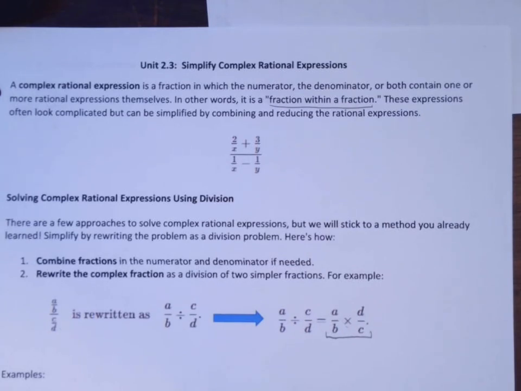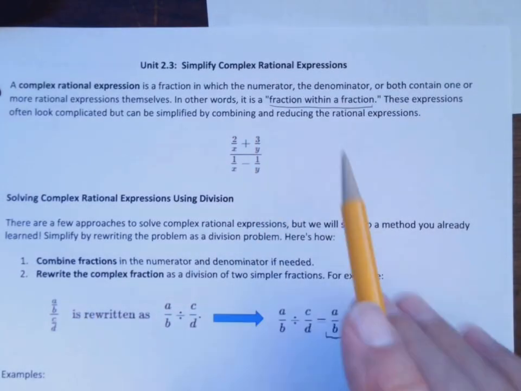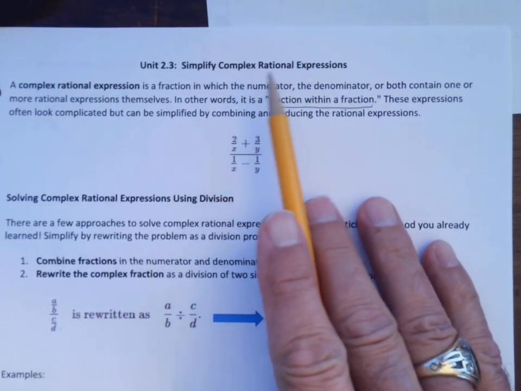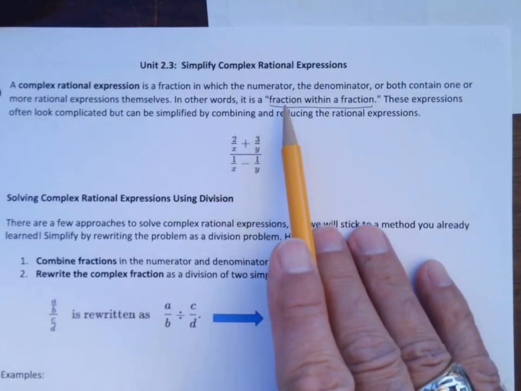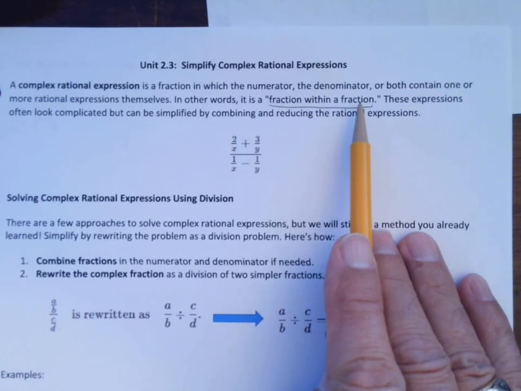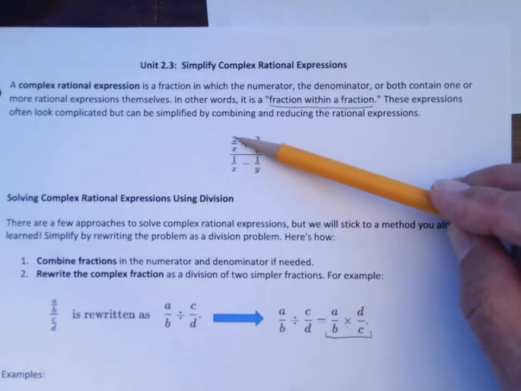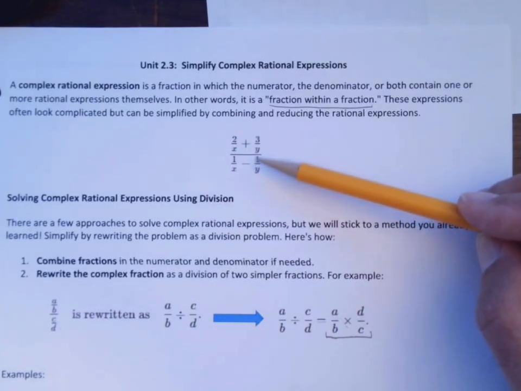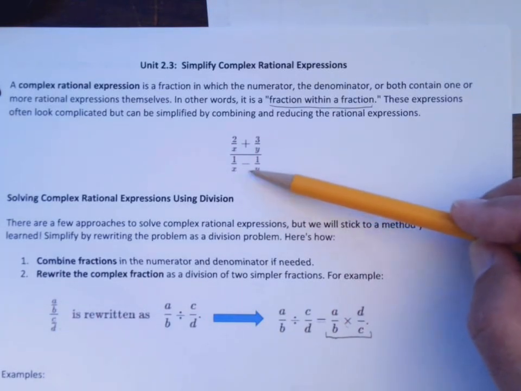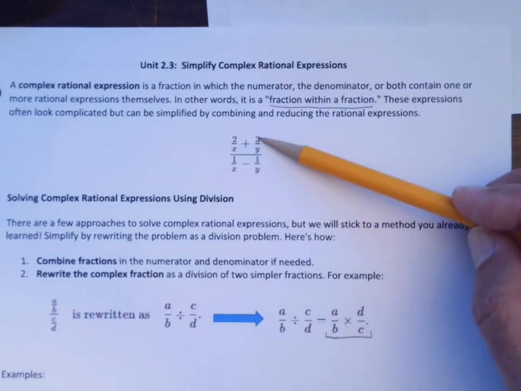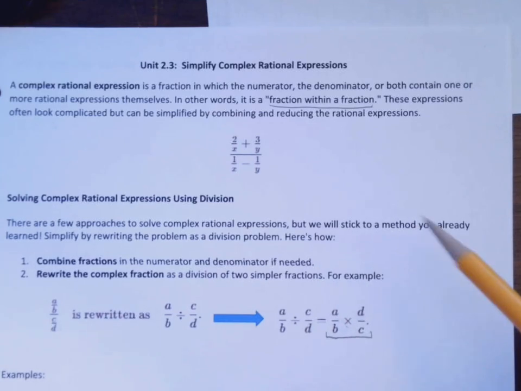We're going to look at simplifying complex rational expressions. What makes something a complex rational expression? It's really a fraction within a fraction. Here's an example. Here's a fraction. The numerator and the denominator both, in this case, have fractions. One or both, if they have fractions, then it makes the overall fraction complex.